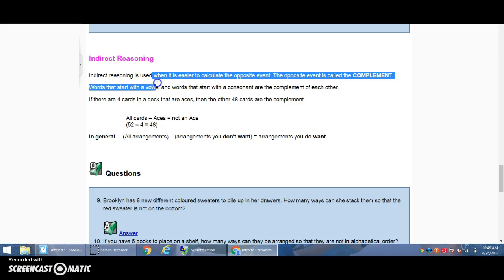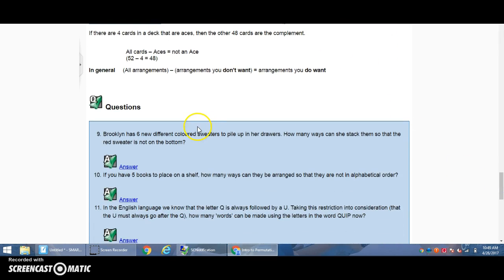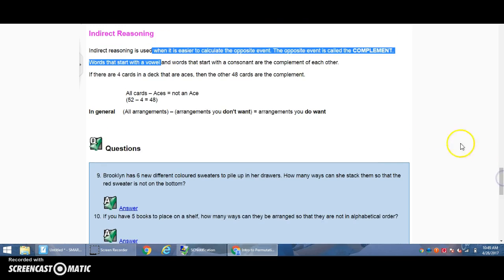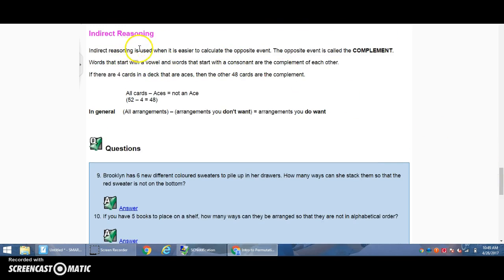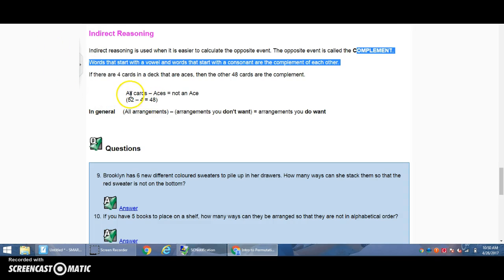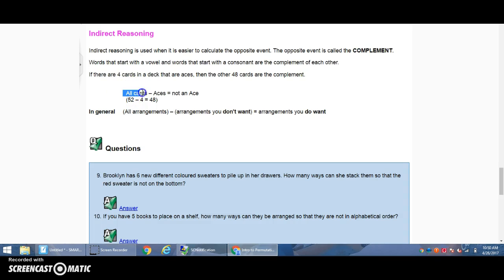Indirect reasoning is used when it's easier to calculate the opposite event. So this is a really good thing here. If I want to figure something out, sometimes it's easier to figure out the options for what's not happening and take it away from the options that are happening. So for example, if there are 4 cards in a deck that are aces, okay, let's look at this here. It's called the complementary question, or the complement question. So some of the questions are a lot easier to figure out. Instead of figuring out what I'm looking for, let's figure out all the different options and subtract from it the things that I don't want, and then I get what I do want.